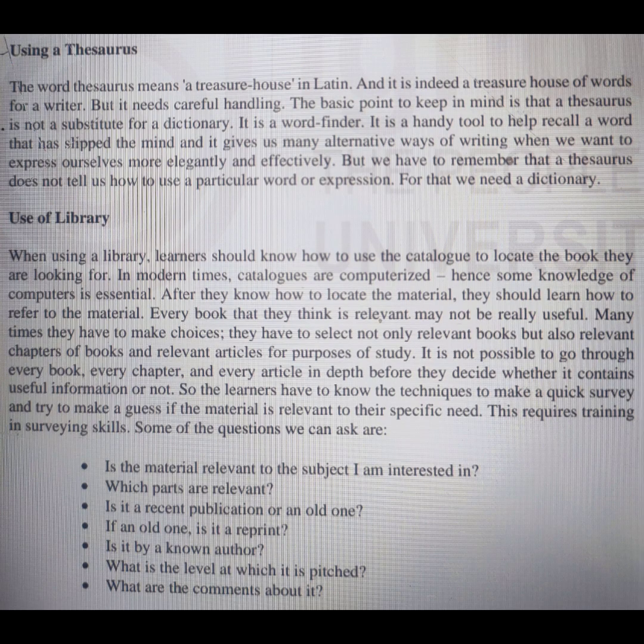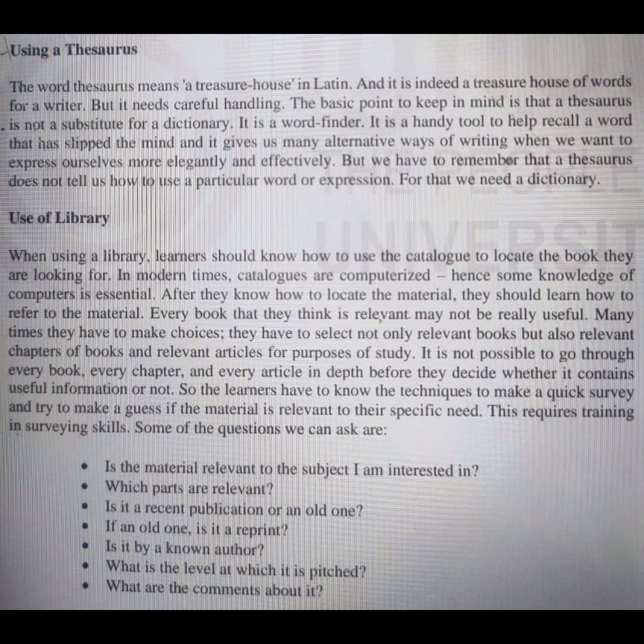After they know how to locate the material, they should learn how to refer to the material. Every book that they think is relevant may not be really useful. Many times they have to make choices. They have to select not only relevant books but also relevant chapters of books and relevant articles for purposes of study. It is not possible to go through every book, every chapter, and every article in depth before they decide whether it contains useful information or not.